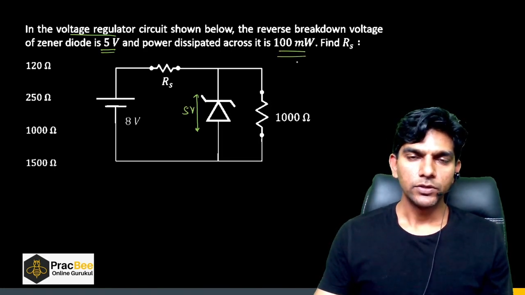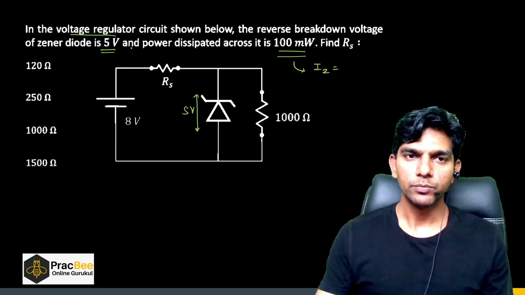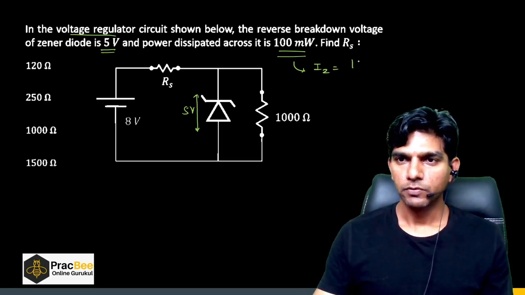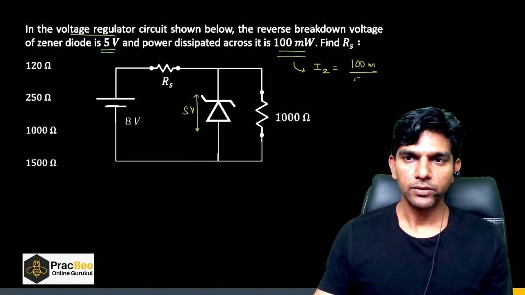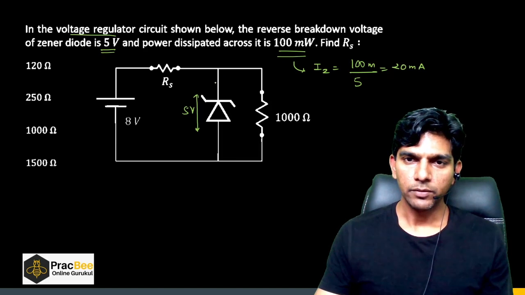So if power is given to us, we can find the Zener current. The Zener current will be the power divided by the potential drop across the Zener diode. So it will be 100 milli divided by 5. So this will be 20 milliampere. So 20 milliampere is the Zener current.